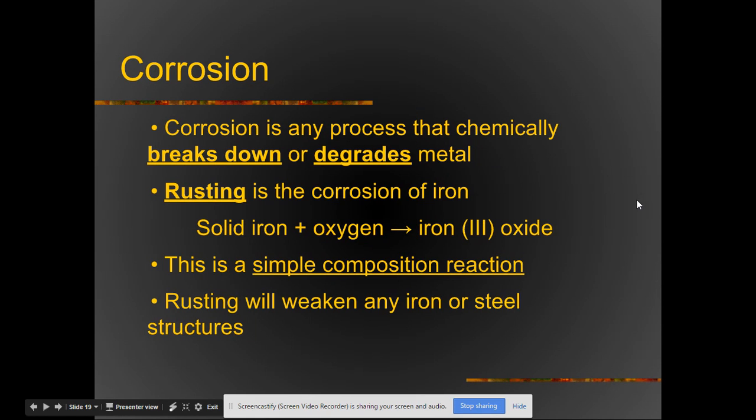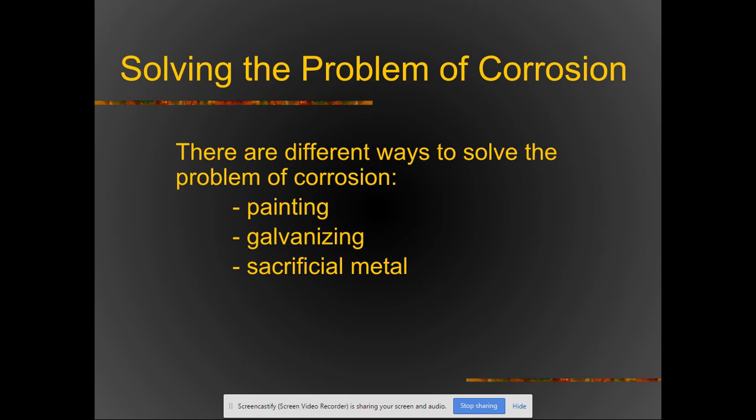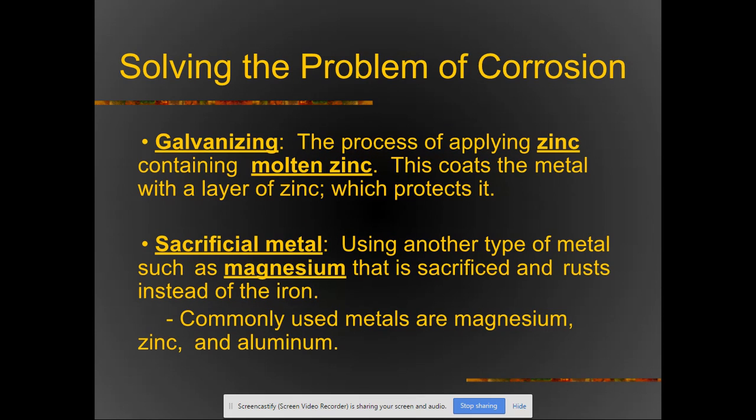Rusting will weaken any iron or steel structure. And so how do we solve the problem of corrosion? There are several ways to do this. We can paint, we can galvanize, and we can have sacrificial metal. Galvanizing is the process of applying molten zinc. This coats the metal with a layer of zinc which protects it. Sacrificial metal is using another type of metal, such as magnesium, that is sacrificed and rusts instead of the iron. Commonly used metals are magnesium, zinc, and aluminum.